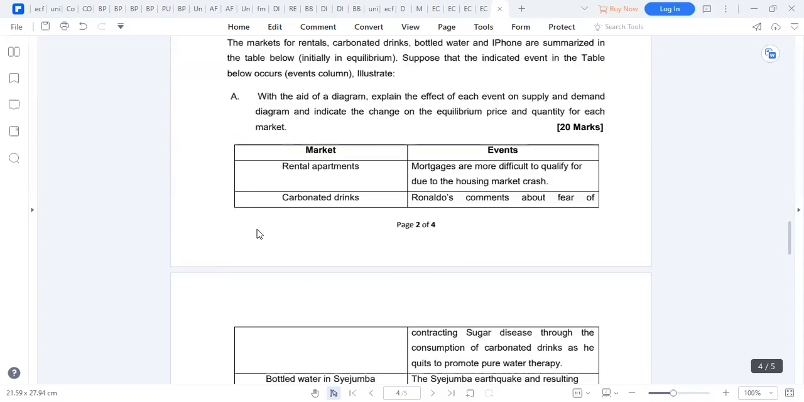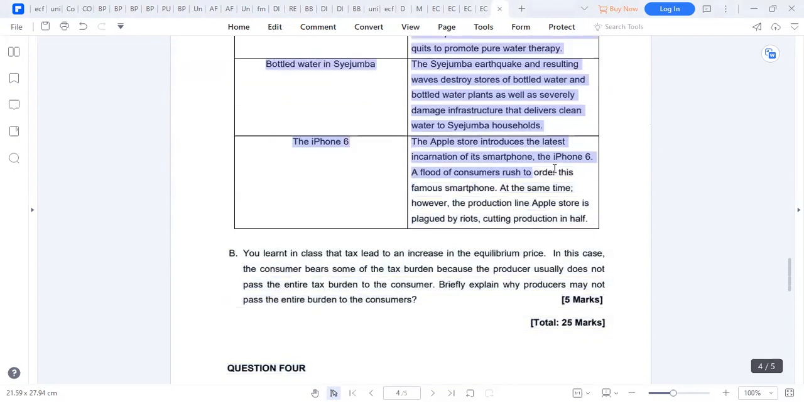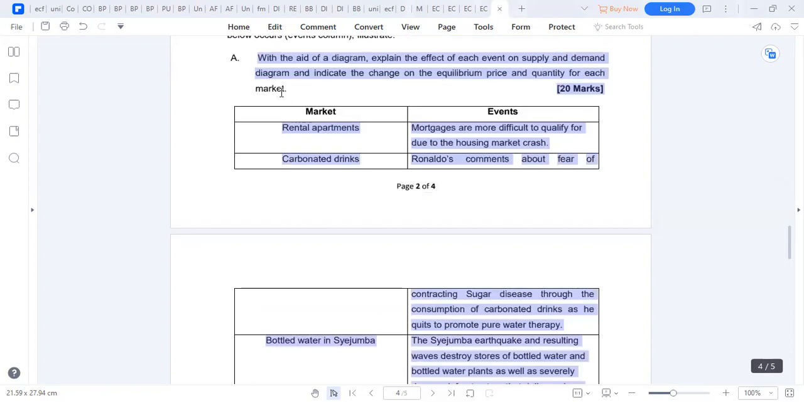So here, we just want to understand what is happening in terms of demand and supply in reaction to these events. So can anyone try to explain the reactions of these in terms of demand?